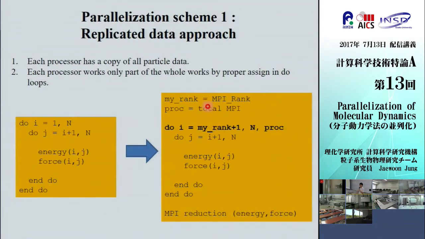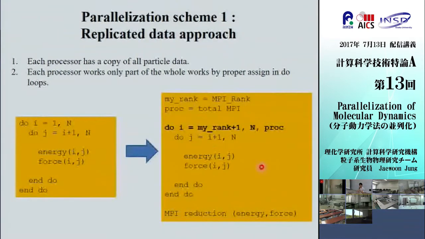So if you use MPI, then each processor has its own ID, which is named rank. So MPI rank. Each processor identifies itself by such a rank index, and they also learn the total number of processors through MPI. And by distributing the outer loop, we can reduce the amount of computation by the number of processors.